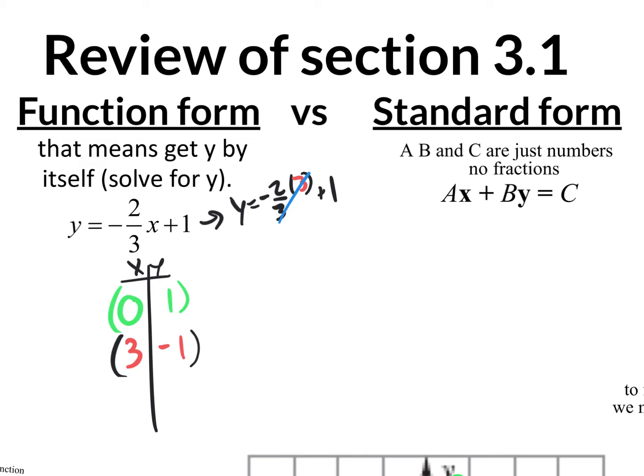And then another fact is A, B, and C are just numbers, but we don't want fractions, and we don't want decimals. So if you ever did have a fraction, like let's say 1/2, you would multiply everything by 2. That way you don't have any more fractions. But standard form is simply having your x and your y on the left side of the equal sign. No fractions, no decimals, okay?